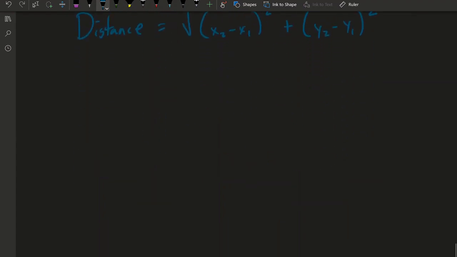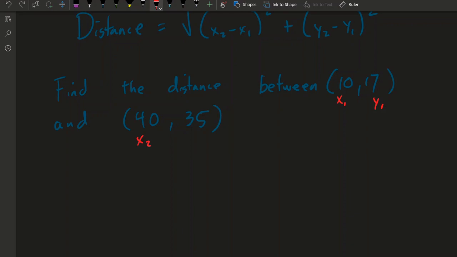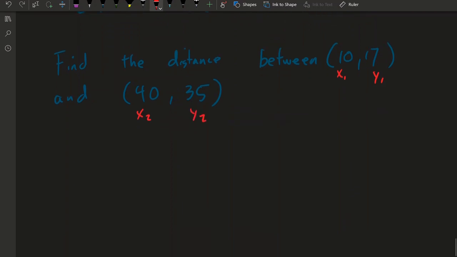Let's do an example. Find the distance between (10, 17) and (40, 35). So I'm just going to label this real quick. This is x1, this is y1, this is x2, this is y2.